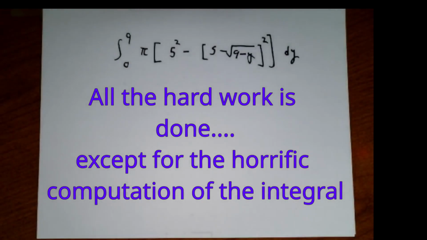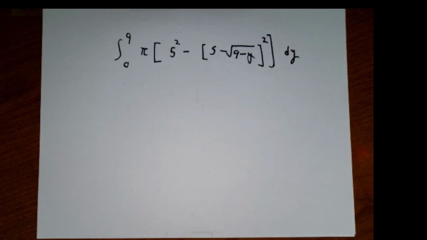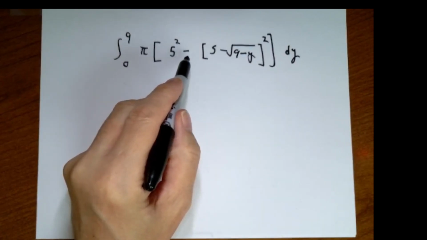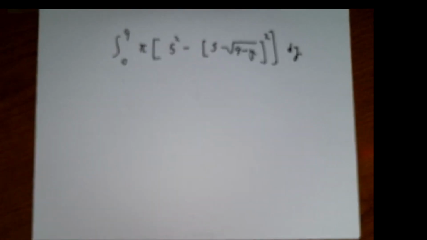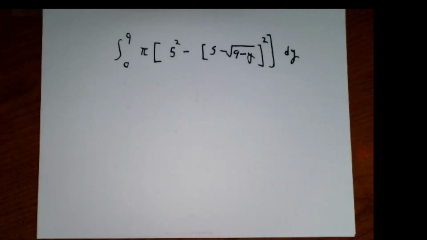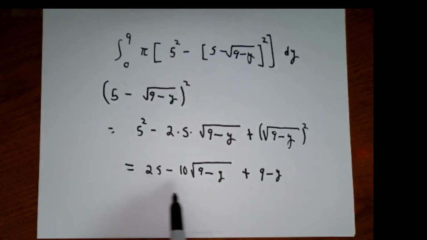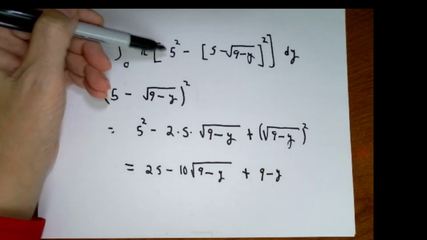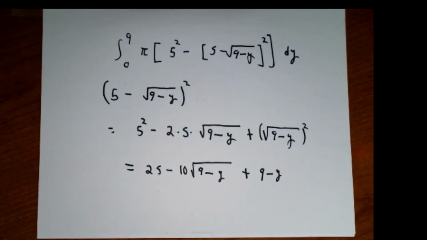So at this stage, all of the hard work is done. All we have to do is do the integral. There's going to be some algebra to do, and I want to be extremely careful about this. This number is 25. I'm going to subtract something away from that. The thing that I'm going to subtract away is the square of 5 minus radical 9 minus y. It's this quantity that I have to subtract away from 25. So I'm going to be careful about my plus and minus signs here.